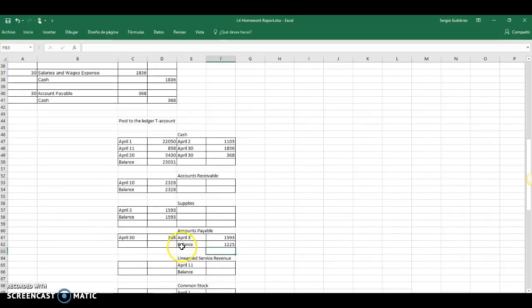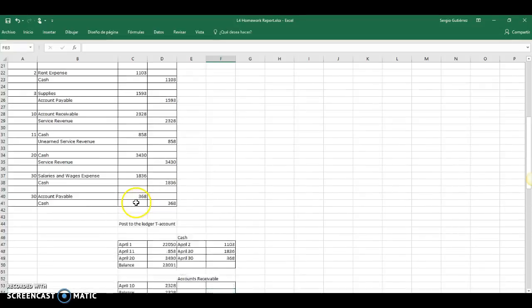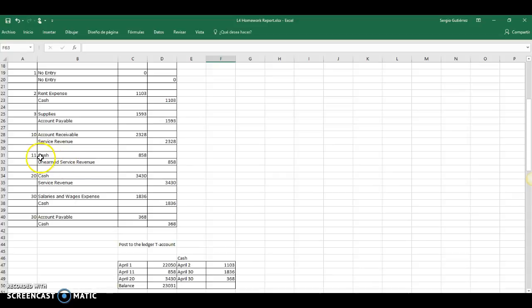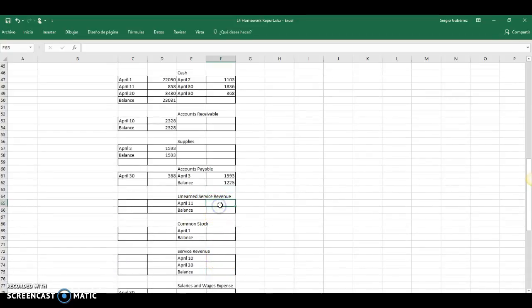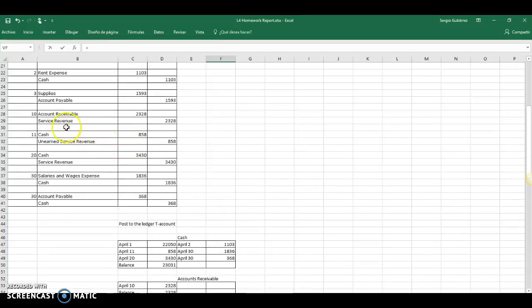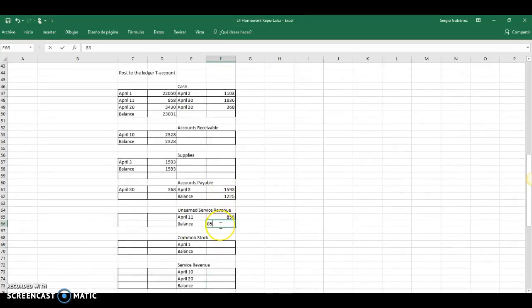Now we go to the account unearned service revenue. We just have one transaction on day 11. So we are going to transfer the information. Day 11 for unearned service revenue. So we hit enter, and the balance will be $858 because that's the only transaction with unearned service revenue.